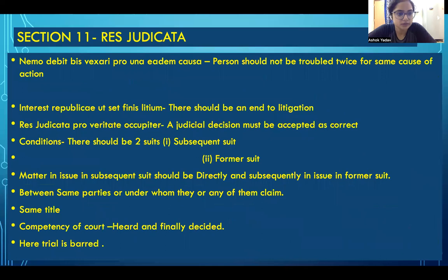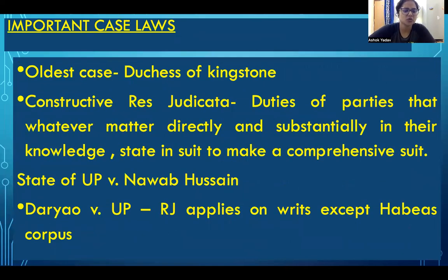Now let's read some important case laws with respect to section 11. They might ask, what is the oldest case on section 11? It is Duchess of Kingston. And Daryao versus UP, in this case, it was held that res judicata applies on writs, except on the writ of habeas corpus, right? And a few more things they might ask, like res judicata does not apply on co-plaintiffs, res judicata does not apply upon co-defendants, but it applies to pro forma defendants, right?